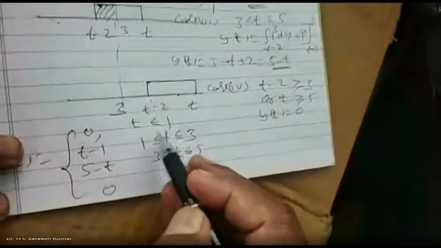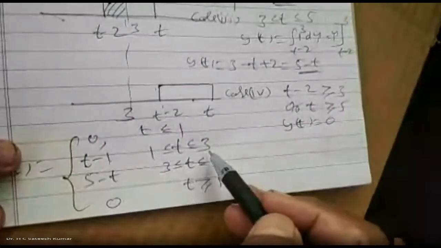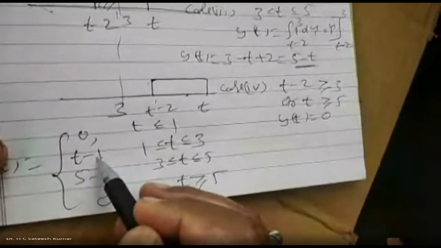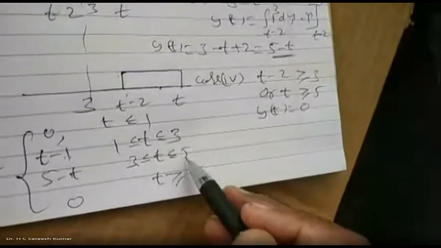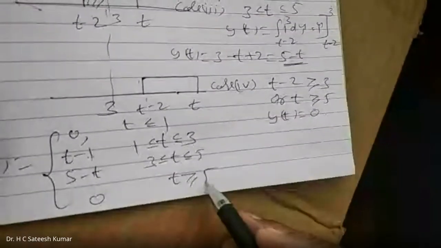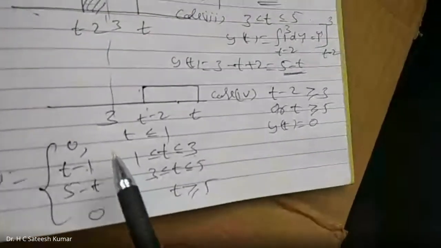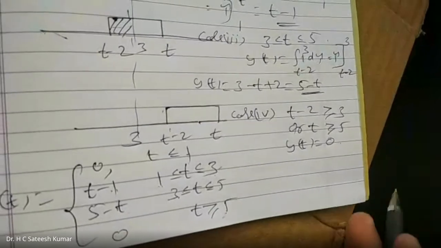At t equal to 1, 0. At t equal to 1, 1 minus 1, 0, the same thing you will get. At t equal to 3, 3 minus 1, 2. At t equal to 3, 5 minus 3 is 2, the same thing. 5 minus 5, 0, and at 5, 0. Check the cases: minus infinity to 1, 1 to 3, 3 to 5, 5 to infinity. No overlapping, no gap.